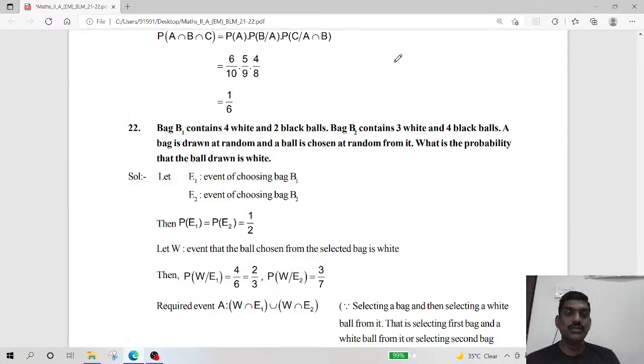Question number 22 is also the same model. Bag B1 contains 4 white and 2 black balls. Bag B2 contains 3 white and 4 black balls.